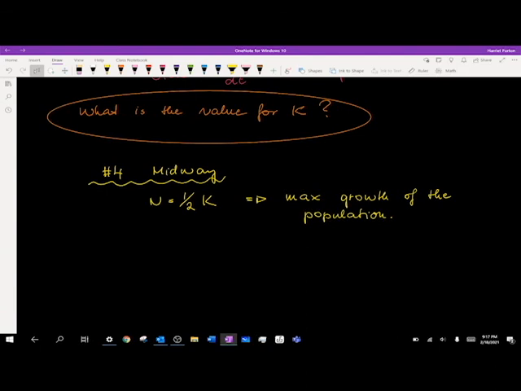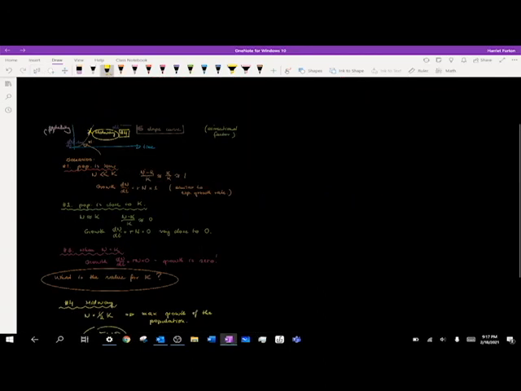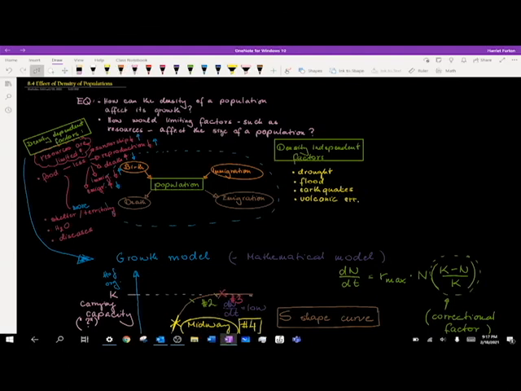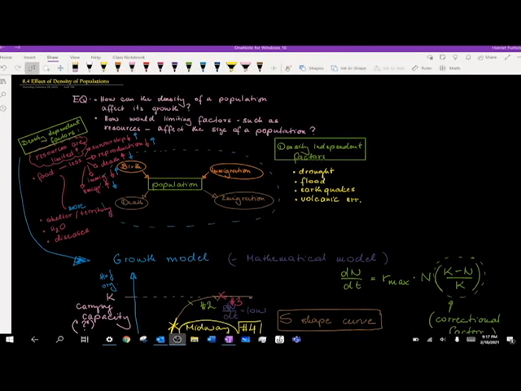So for the question, how does density of a population affect the growth? The answer is that the population shows a logistic growth, because resources really affect the growth and the size of a population. The growth of a population is limited.